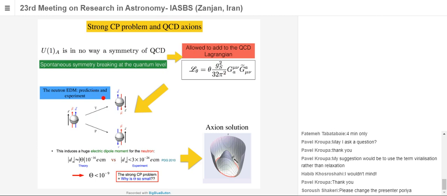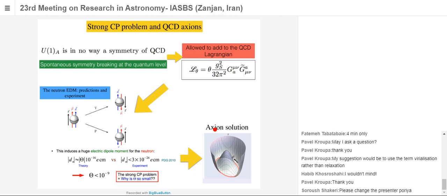One of the consequences is the electric dipole moment of the neutron. And if you go to test it, you would obtain a wonderful result. You will see this parameter is extremely small, less than 10 to the minus 9. And this is some kind of fine tuning. And in physics, we don't like such fine tuning. So the smallness of this parameter is called the strong CP problem. And the axion first came out to solve this problem in an elegant way.